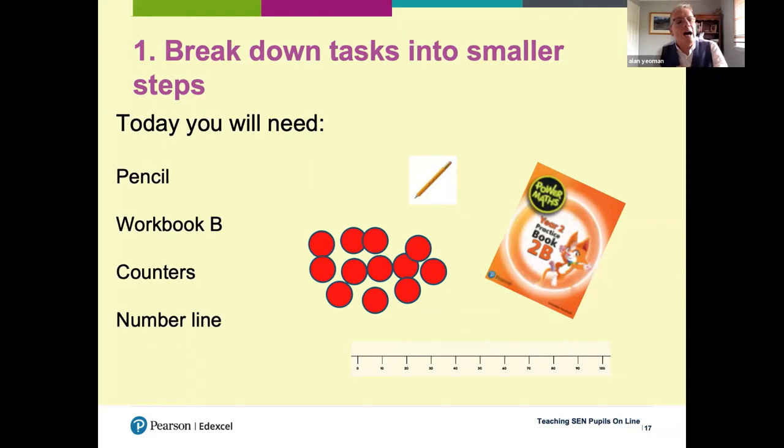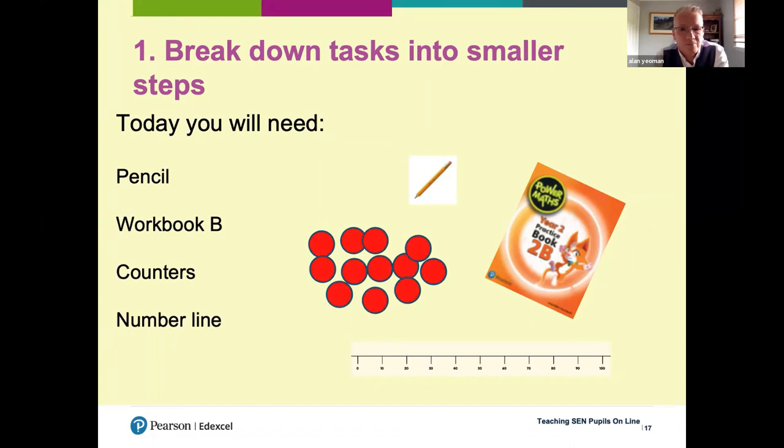Now, I have made some big assumptions here. These children are working online. I've made the assumption that they have got these things. And I've also made an assumption that they have got access to online. That's not something that this is going to fix in any way. So we just have to assume that these things are in place. Okay?